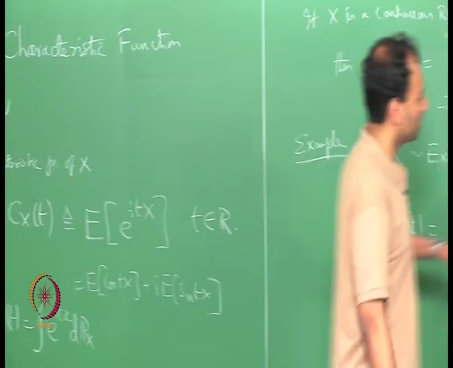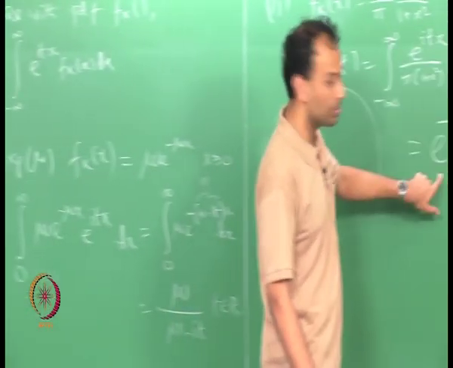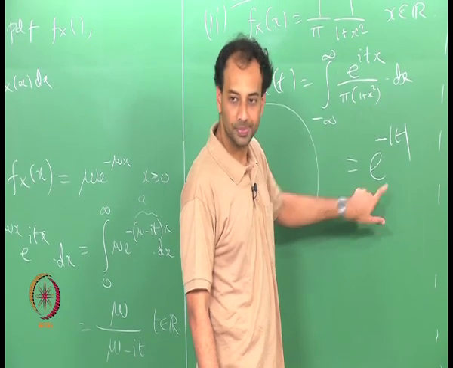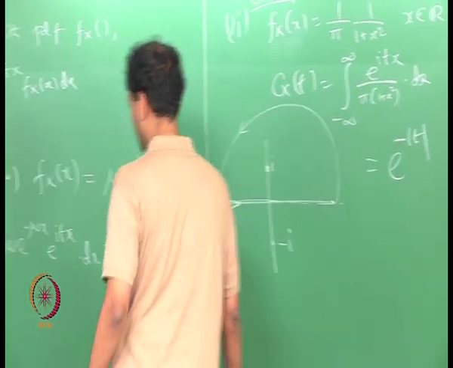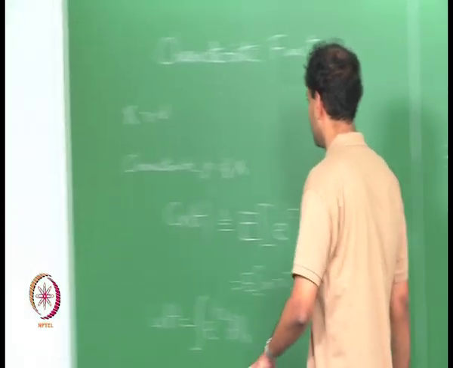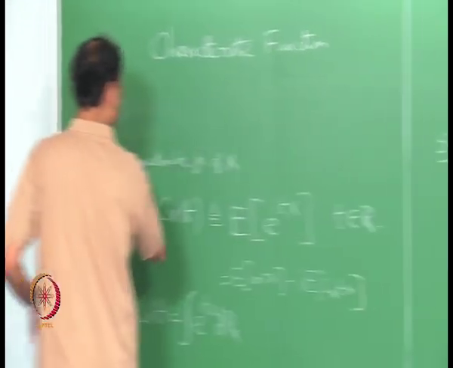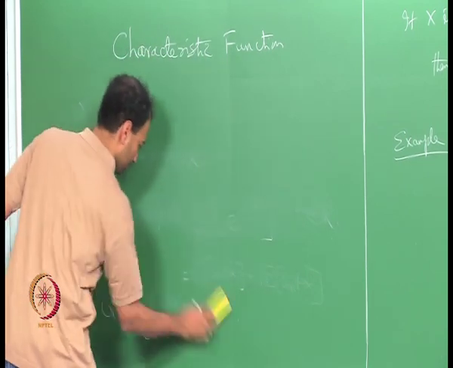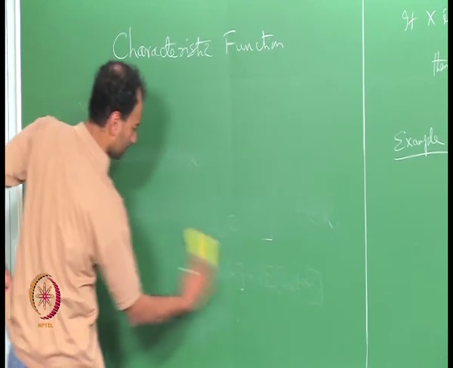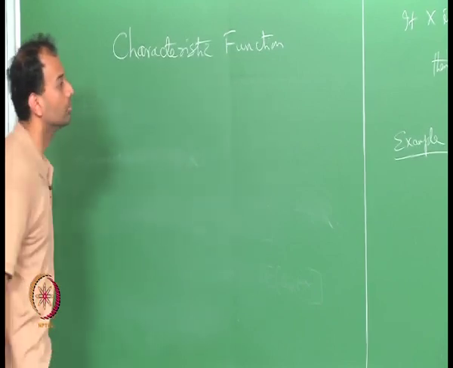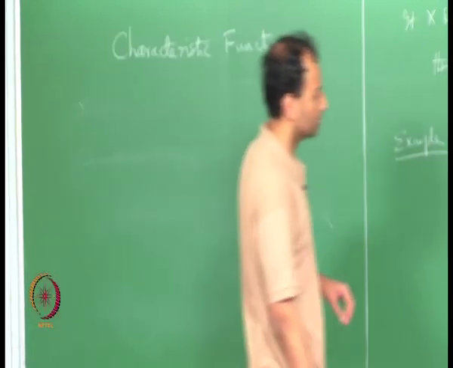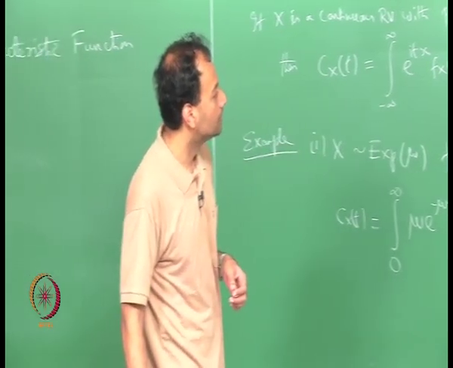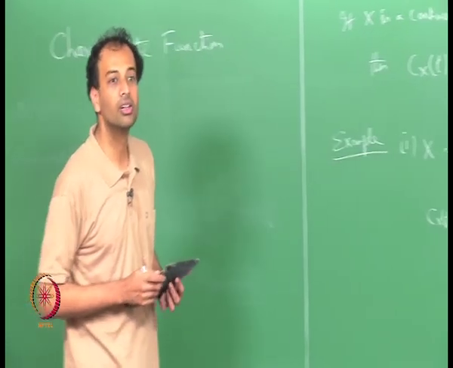Actually, this is a very useful transform to know. For a Cauchy, e power minus absolute t is the characteristic function. Any questions so far?